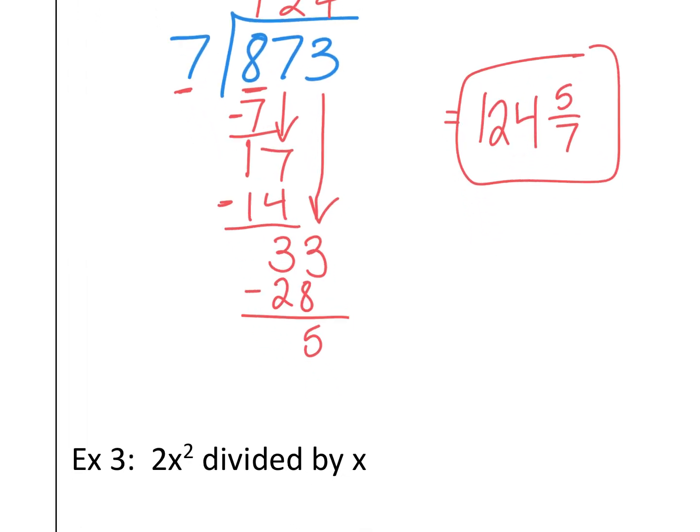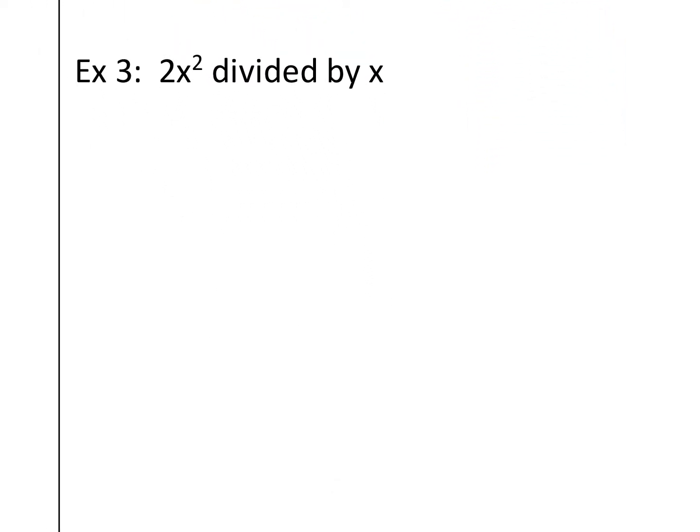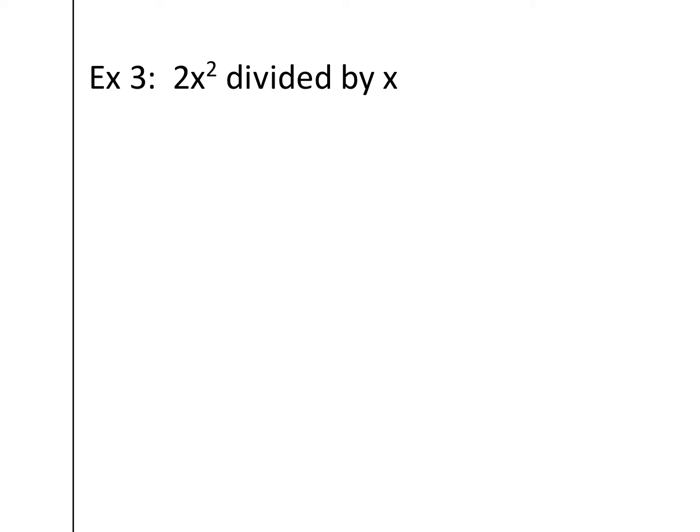So if the calculator saved you on that one, awesome. It can't save you on this one though. We can't type x's into our calculator. So we go to set this one up. We got 2x squared divided by x.